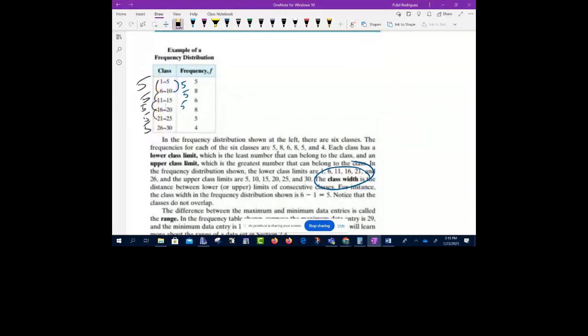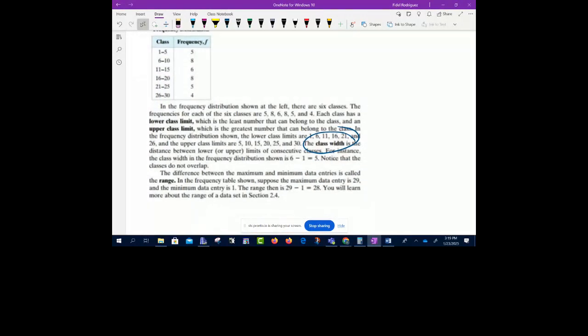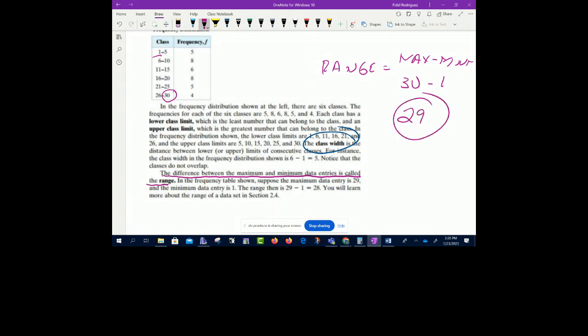Now, there is something that we call the range. The range, just to give you an idea, is the difference between the maximum and minimum data entries. The maximum data entry would be 30. So if I wanted to find the range, let's take the max and subtract the minimum. The maximum was 30. The minimum was 1. So the range is 29. That's the difference between the biggest number and the smallest number.